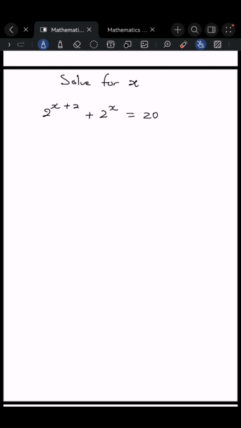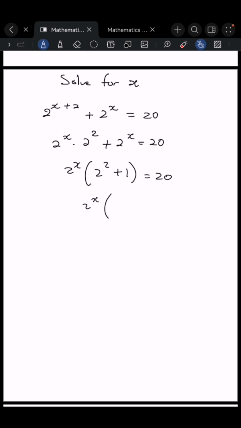Alright. What we have here is 2 to the x times 2 to the 2 plus 2 to the x is equal to 20. 2 to the x bracket 2 to the 2 plus 1 is all equal to 20. 2 to the 2 is 4, plus 1 is 5, times 2 to the x is 20. Divide both sides by 5, it is equal to 4. Therefore 2 to the x is equal to 2 to the 2. Therefore x is equal to 2.